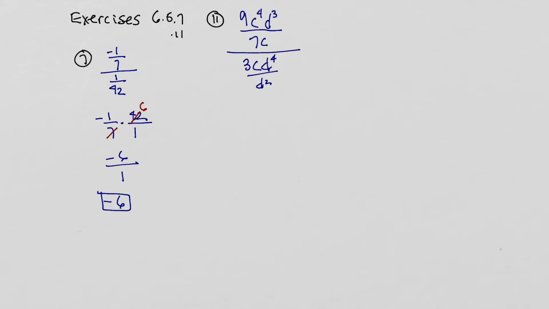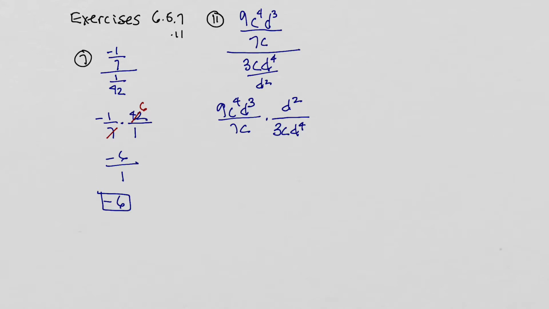And now here in problem 11, we have another complex fraction. We've got this fraction divided by this fraction, so one fraction divided by another. So let's invert and multiply. We'll take this divisor and invert it. We'll multiply by the reciprocal. So what we're going to have here is 9c to the 4th d cubed over 7c times, let's write it this way, d squared over 3c d to the 4th.